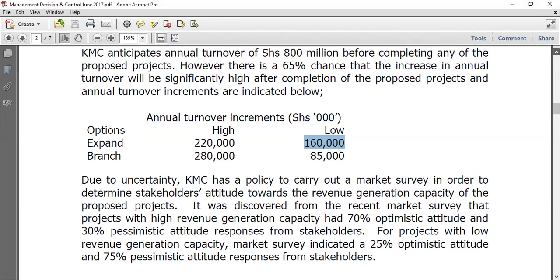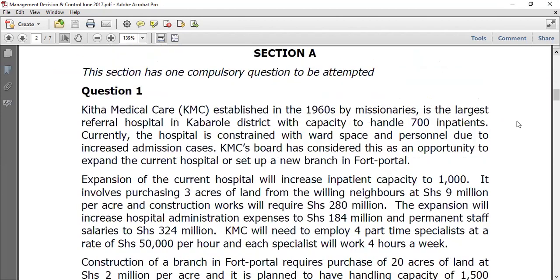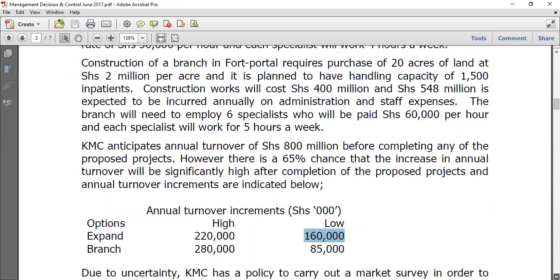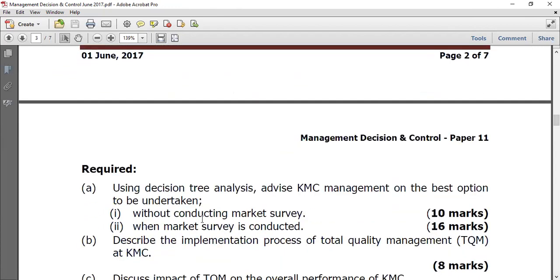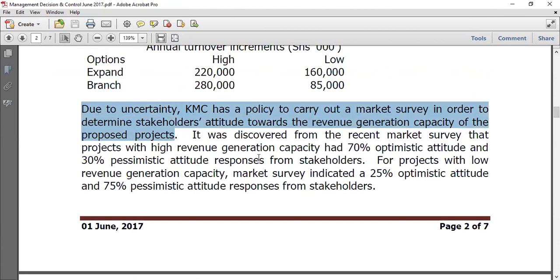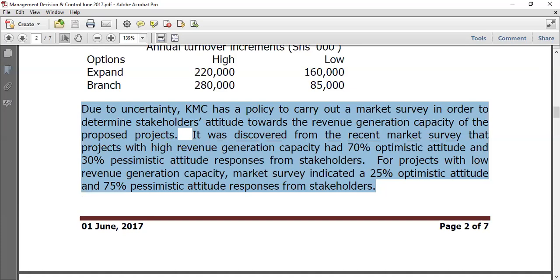So when we go up here, as you can see here, they are telling us that, now remember the questions, it's good for you to take note of the questions. They want us to advise KMC management on the best option to be taken without conducting market survey and when market survey is conducted, okay? So without conducting market survey, we are going to ignore this information here, okay? We shall basically not use this information at first, okay?